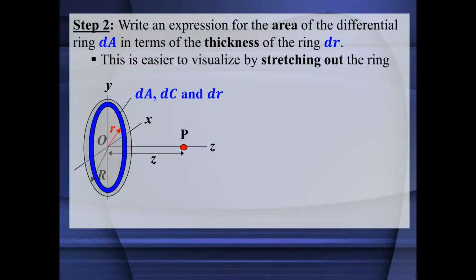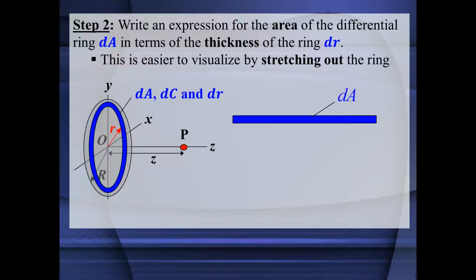Now, if it's easier for you, you can take the ring and cut it at a point and then just stretch it out to form a rectangle. This might be easier to visualize in terms of identifying what the area looks like. Not necessary to do though. But let's say we did that.